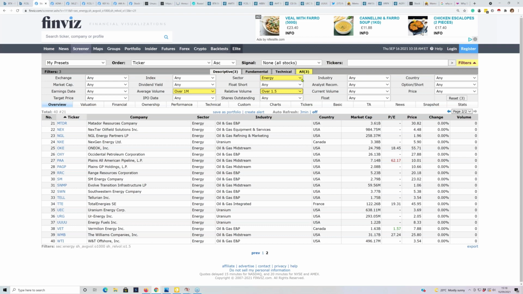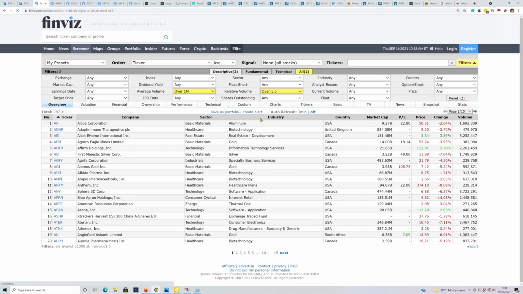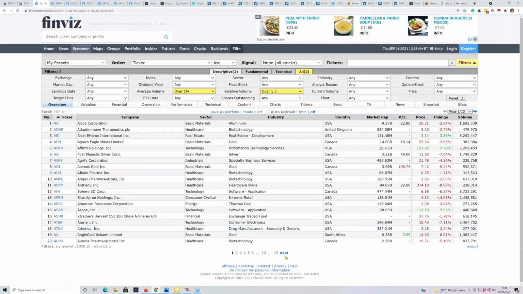So let me take the energy out. I actually go for any, first of all, and you can see here, yesterday I got something like 8 pages. Today I've got 15 pages, but that's manageable when you're doing an initial filter, as it were. So I stuck it like that just to give you an example.